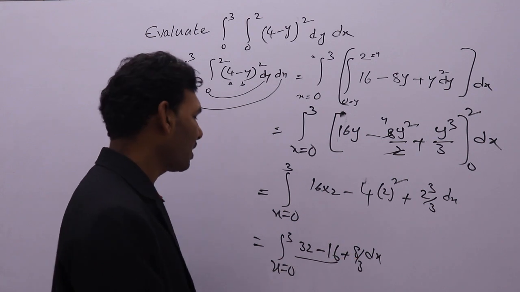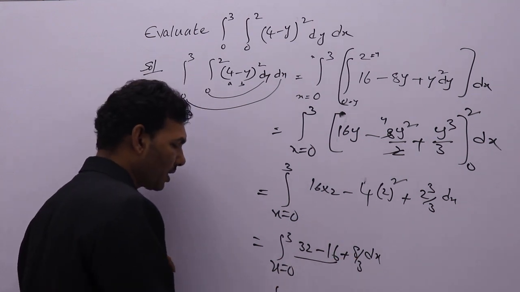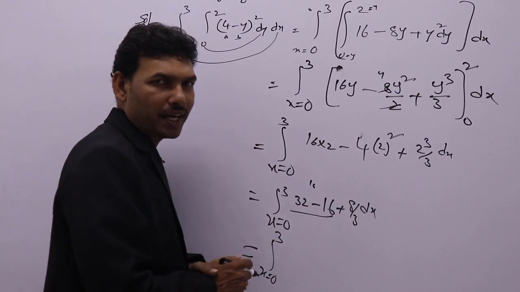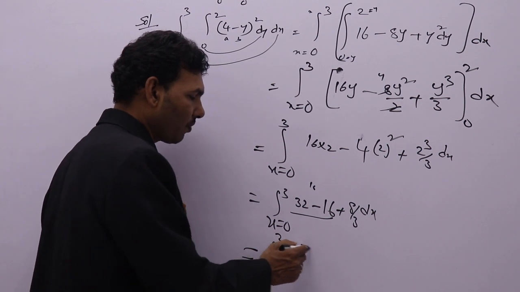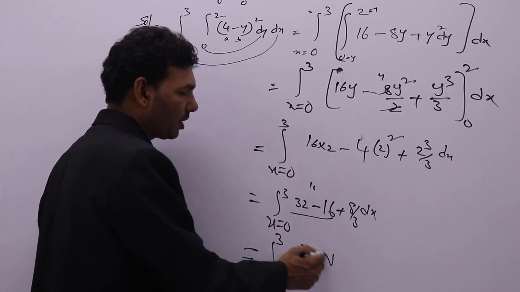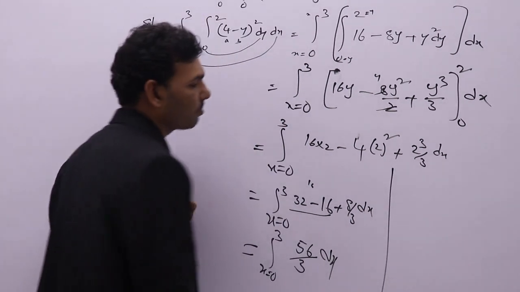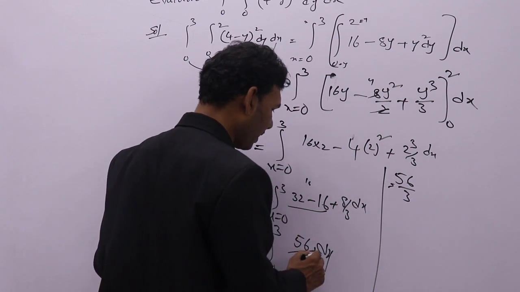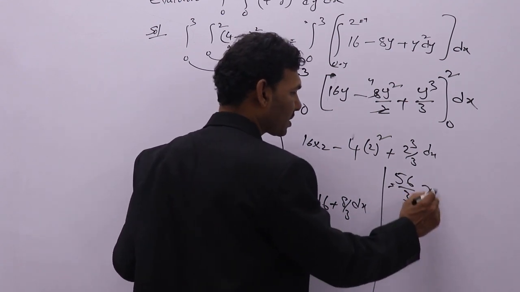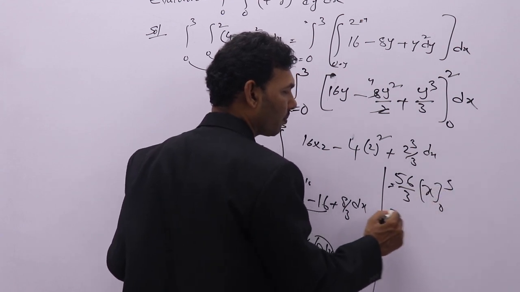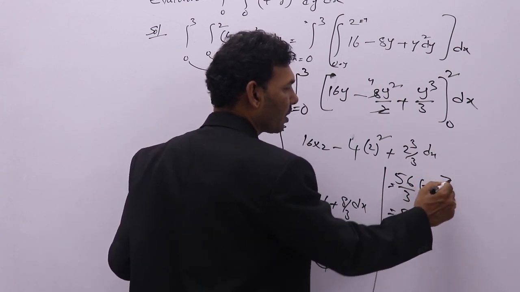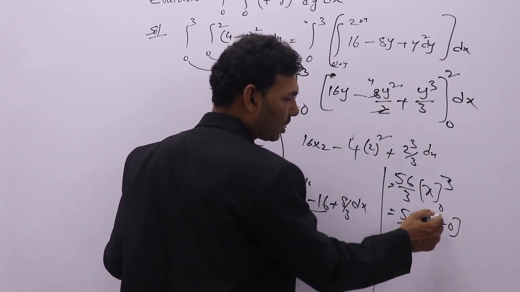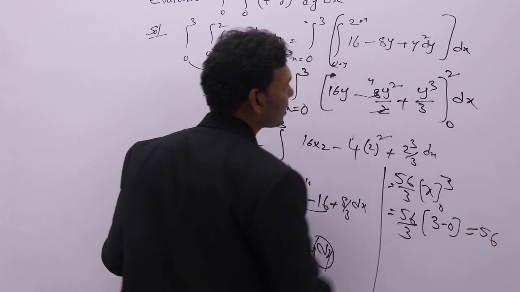If you take 3 as the LCM, what happens? Integral x equal to 0 to 3. Here you will have 16 times 3 is 48. 48 plus 8, 56 by 3, dx. Now integrate with respect to x. 56 by 3, integral 1 dx is x, limits 0 to 3. So 56 by 3 into 3 minus 0. The 3 gets cancelled. Answer is 56.